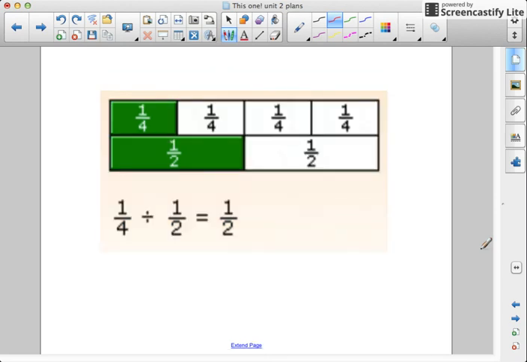This one, 1/4 divided by 1/2. So you've got to see how many times does 1/2 go into 1/4. Well, 1/2 is bigger than 1/4, so it won't even be one full group. What it ends up being is, if you want to see how much of 1/4 covers the 1/2, that ends up being 1/2 of that half. So that's why you get 1/2. That's how much it would cover.